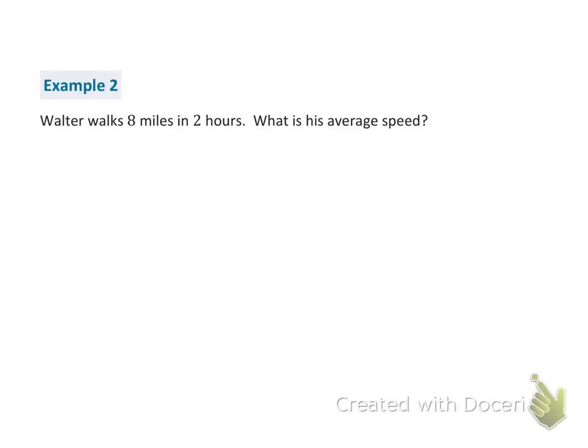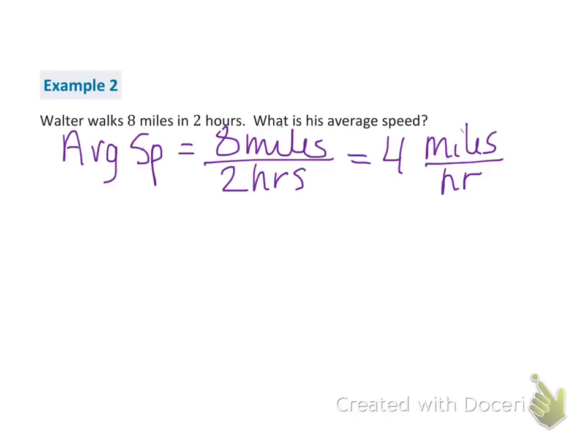In this example, Walter walks 8 miles in 2 hours, and we're asked what is his average speed. Walter's average speed is his total distance, 8 miles, divided by his total time, 2 hours. So he goes 4 miles per hour.